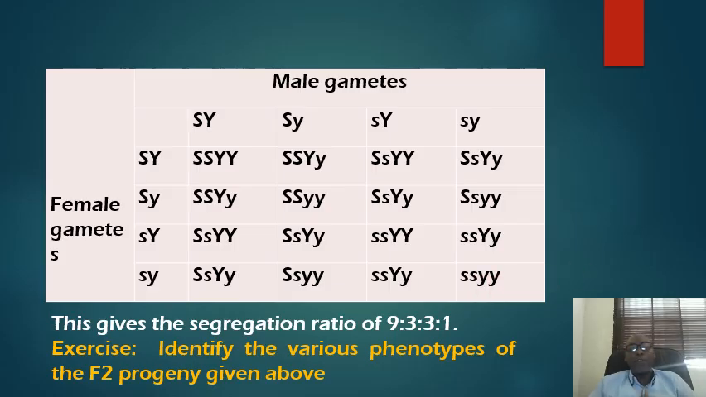Now, let's have a short exercise. Can you identify the various phenotypes of the F2 progeny given in the above Punnett square? What is the proportion of smooth and yellow, smooth and green, wrinkled and yellow, and wrinkled and green? Find out the proportion and identify the genotypes and the phenotypes.